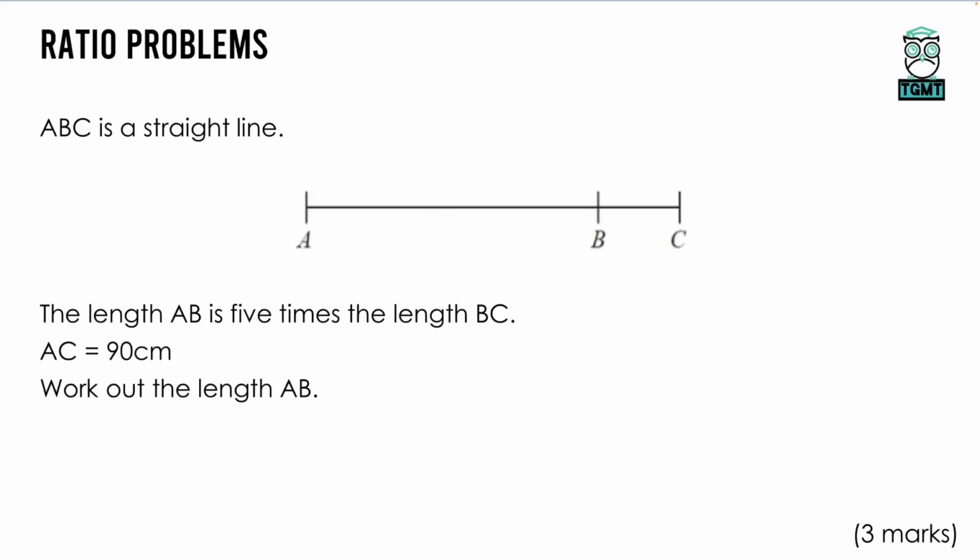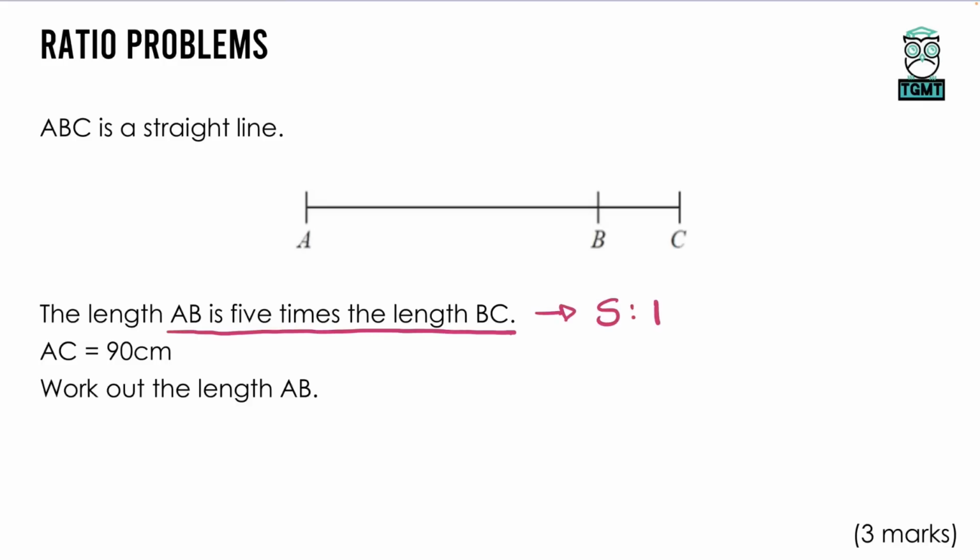Okay, so a ratio problem involving a line here where we've got a little bit of language to figure out along the way. It says the length AB is 5 times the length of BC. It then tells us that A to C, which is the full length, is 90 centimetres. Work out the length of A to B. Now this bit of language here where it says AB is 5 times the length of BC, that is actually giving us a ratio. It's telling us that the left side from A to B there is 5 and the right is 1. 5 times the length is 5 to 1. So that little bit of language straight away gives us a ratio 5 to 1.